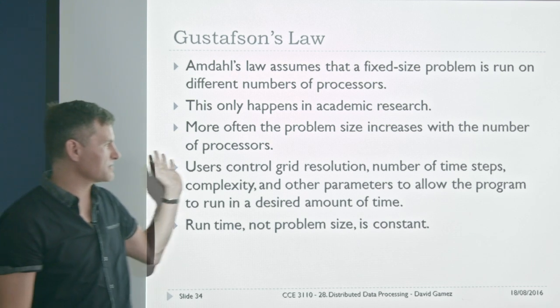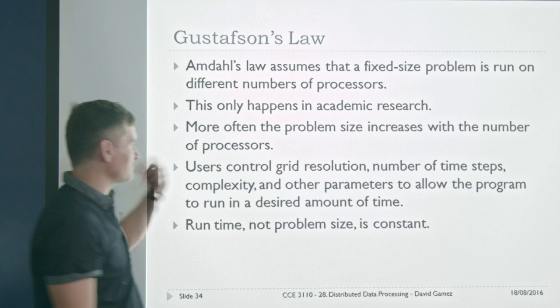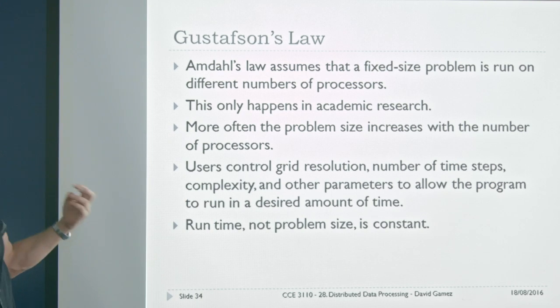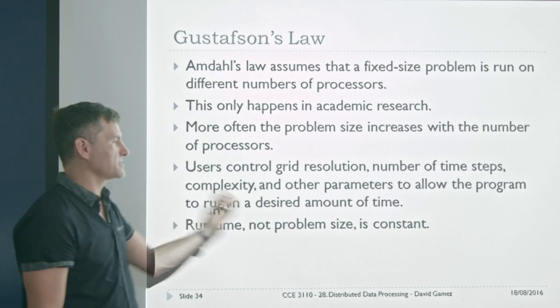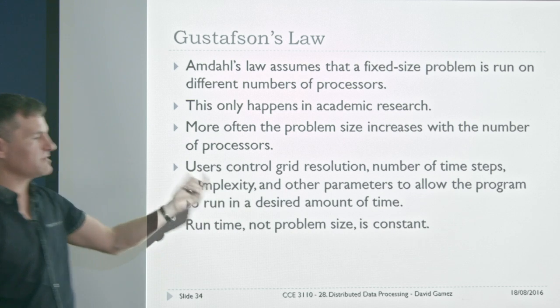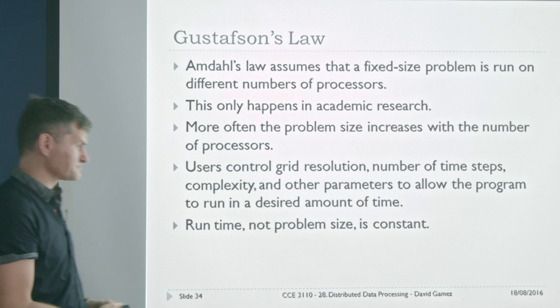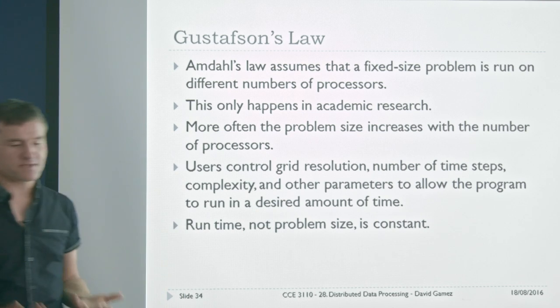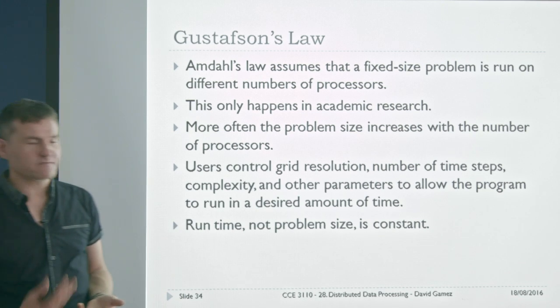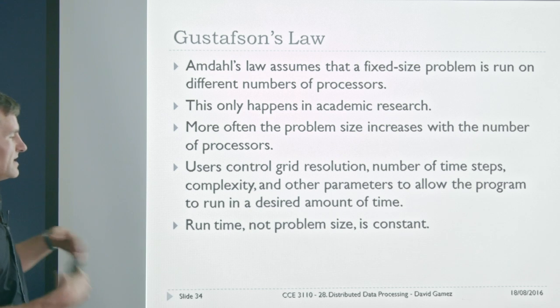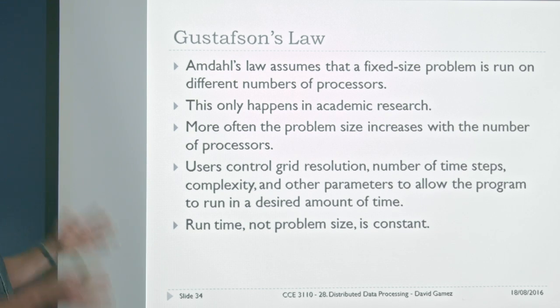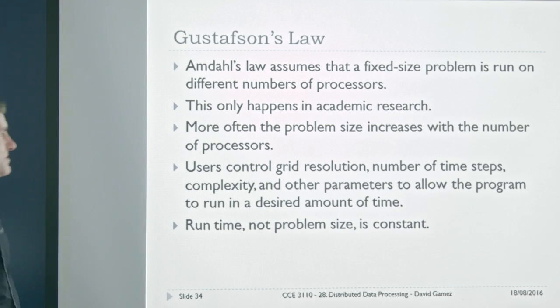So people change the grid resolution, the number of time steps, the complexity of the problem, and other parameters to allow the program to run in a desired amount of time. Most of the time, the limiting factor is the time available, not the problem size. The scientist wants to get the result so he can go home for coffee, for tea, or whatever. He's not having a fixed problem. He's hacking the problem to match the computing resources.